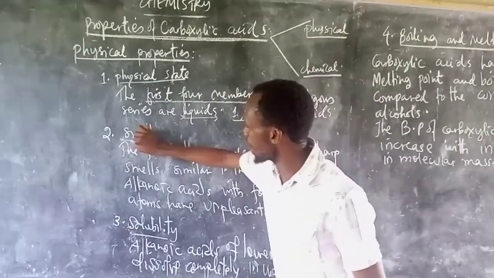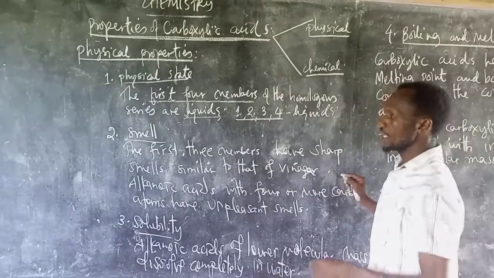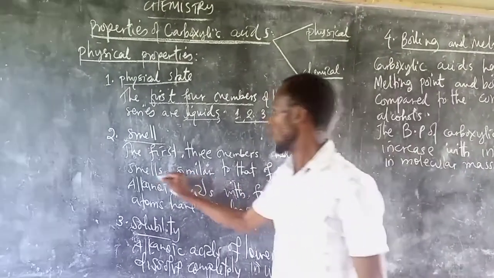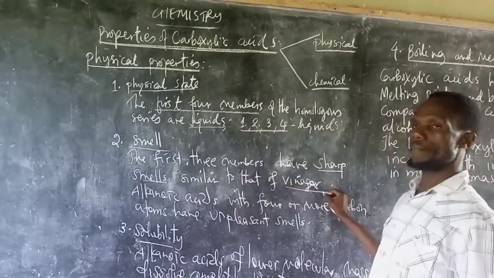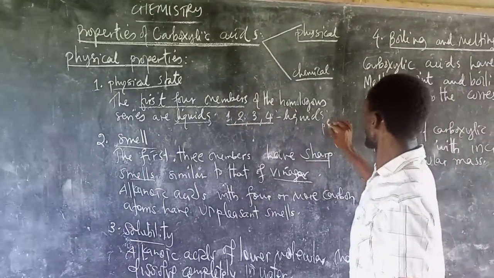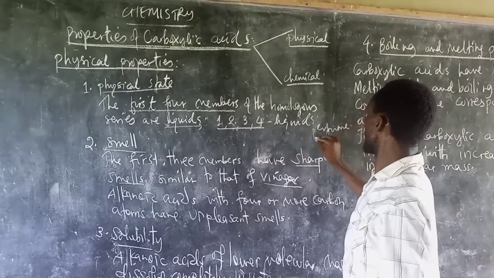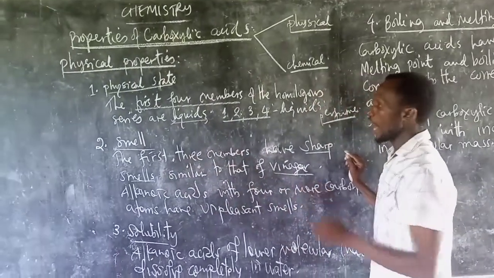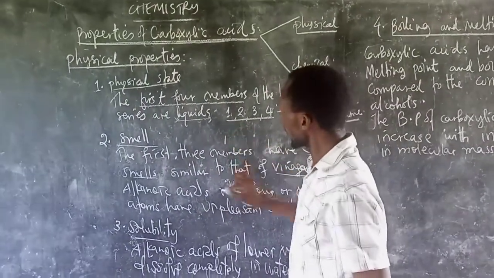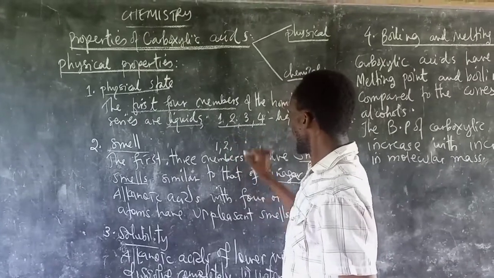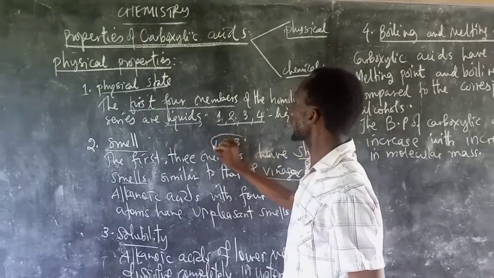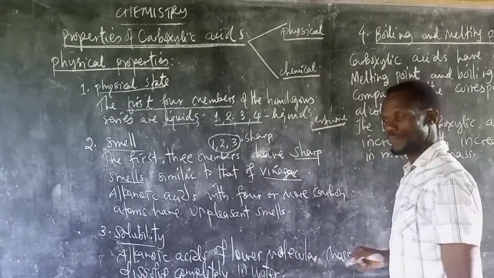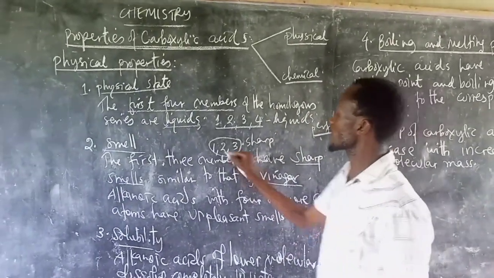And when it comes to the smell, the first three members have sharp smells, like that of vinegar, like perfumes. Now, first three means methanoic, ethanoic, and propanoic. These have got a sharp smell, just like perfumes. So this is very important to understand.